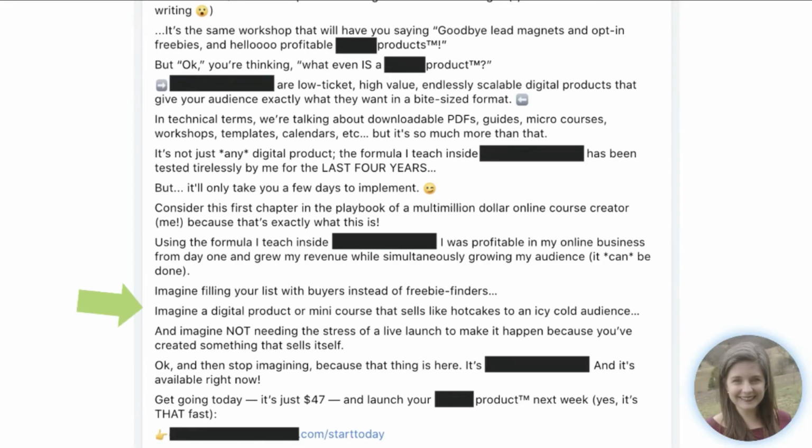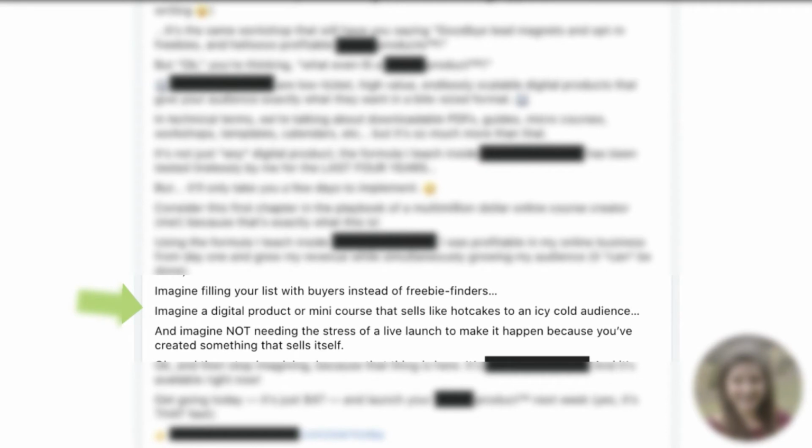And then I like that towards the end of the ad, they're using some future pacing that is attached to, so imagine, right? That's future pacing. That's imagining that better tomorrow. And those imagine statements are attached to things that people want and things that they don't want. So imagine filling your list with buyers instead of freebie finders.